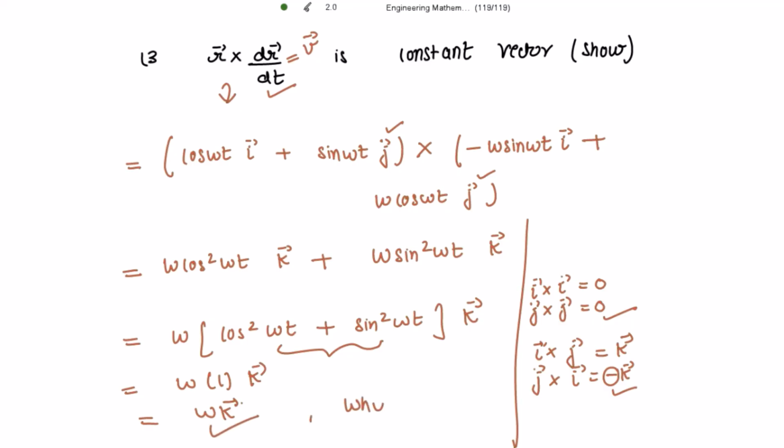So the cross product of r and v is coming out to be w k, where w is constant. Hence we have shown that this cross product is a constant vector. The k vector is with w, so we have this as your constant vector.